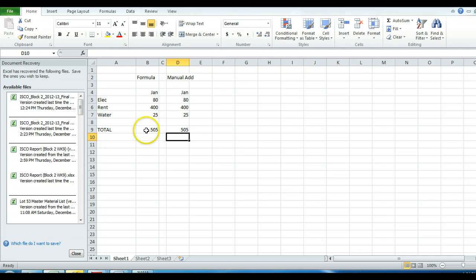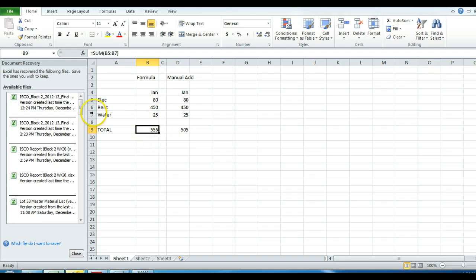But watch what happens here. What if my rent actually goes up by $50? So my rent is $450. Look what happened here. This one changed automatically. Type 450 here. It did not change automatically because this was typed in manually. That's why you want to use these, I call them automatic formulas, to do your work.